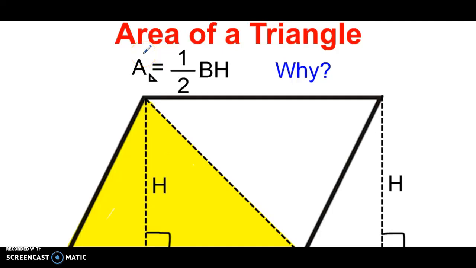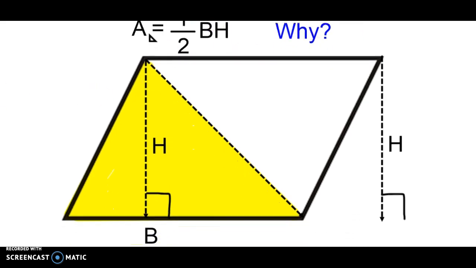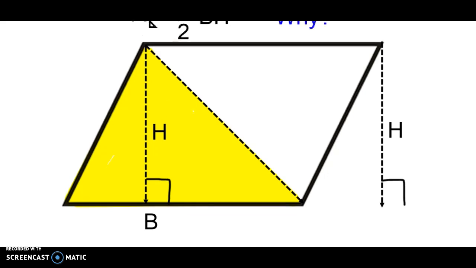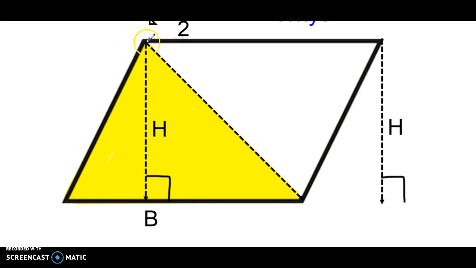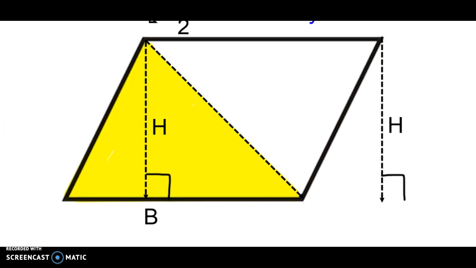Today we're going to be moving on from parallelograms to triangles. So at the top of your paper, it says area of a triangle and the formula. Area of a triangle equals 1/2 base times height. I need you to understand why. The reason why is that I have to cut a parallelogram in half to make my two triangles, which is why the formula is exactly half the area of a parallelogram.